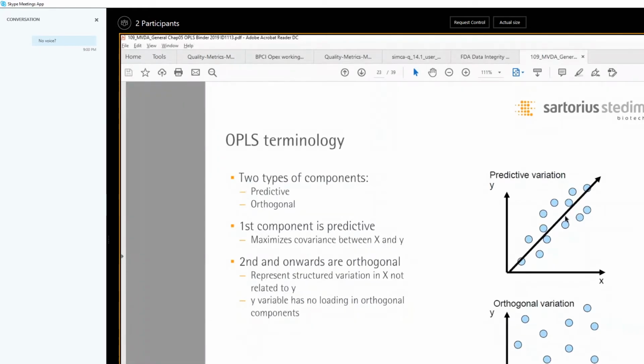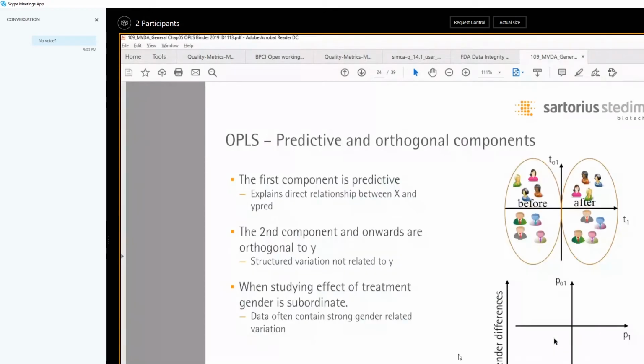Okay. So the first component is the predictive one, and the second component, these are the other bits that are orthogonal to it. So the Y variable has no loading in the orthogonal components. So these are things that just don't impact Y, really. There's no relationship to Y. And that's why they're not important in it.